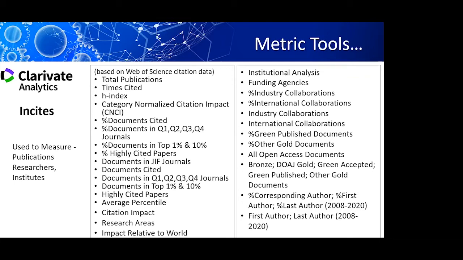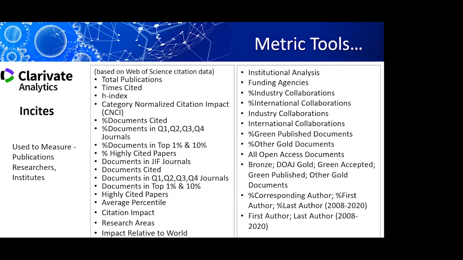Institutional analysis can be done using Insights. Funding agencies can be evaluated for the fundings, for the research grants, and the percentage of industry collaborations and percentage of international collaborations. Then the percentage of green published documents, the percentage of other gold documents, and color documents. All open access documents also can be evaluated, or reports generated.